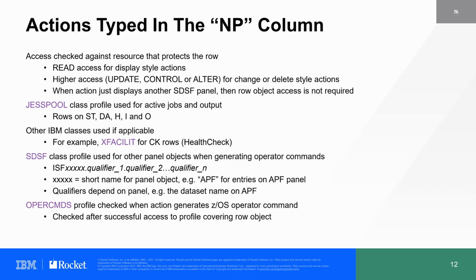The operator commands profiles are checked when the action generates a z/OS operator command. Okay, and we do that after we do any successful access to the profile covering the row. So we've got to have access to the row first, and then we'll look at what we're trying to generate, the operator command we're trying to issue, and then we'll do the check against the operator commands profile there as well.